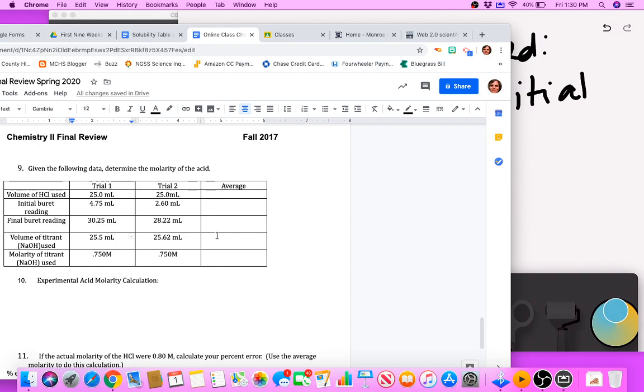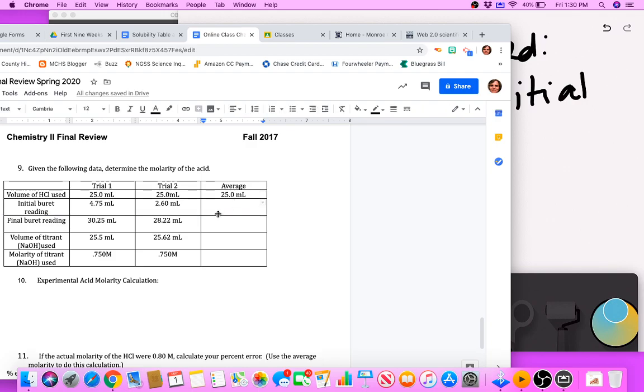All right. So now we're going to do averages. You guys know how to do averages. Add the two together and divide by 2. That is simple. So 25 plus 25 divided by 2 is going to be 25.0. And that is going to be 25.0 milliliters. Again, have to have 1 place past the decimal because all the measurements in that row have 1 place past the decimal.